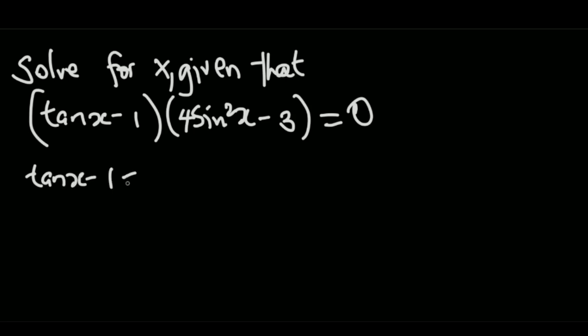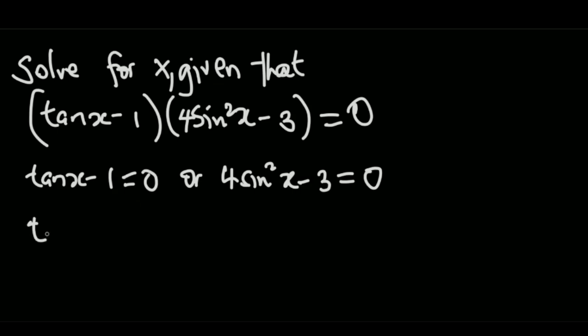So we'll say that tan x minus 1 is equal to 0, or 4 sine squared x minus 3 is equal to 0. Now for this first part, the negative 1 will be pushed to the other side, so we get tan x equals 1.